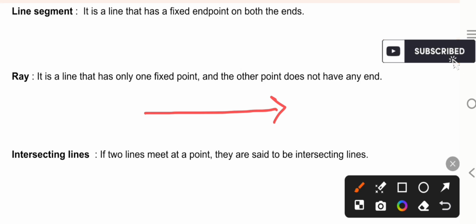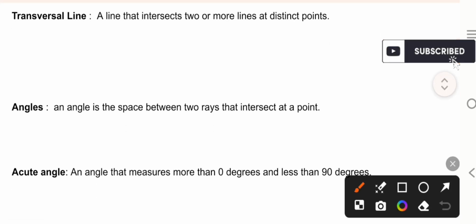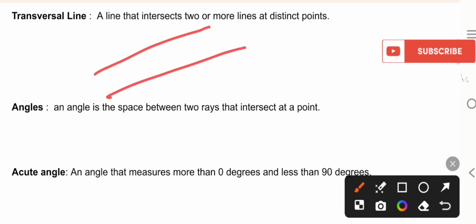Next, intersecting lines. If two lines meet at a point, they are said to be intersecting lines. Next, transversal lines. A line that intersects two or more lines at distinct points. So when a line intersects two or more lines at distinct points, then it is said to be a transversal line.